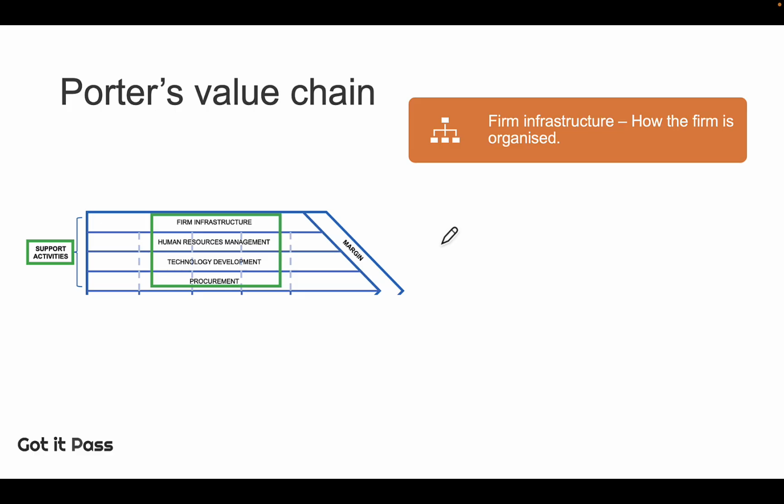So we start to discuss firm infrastructure, how the firm is organized, like the departments, how they organize with each other, whether they are centralized or decentralized. One example is centralized buying. It could result in cost savings due to the bulk discounts.